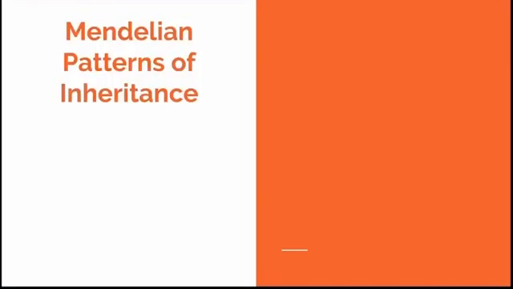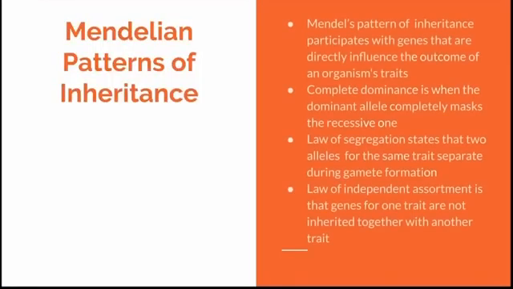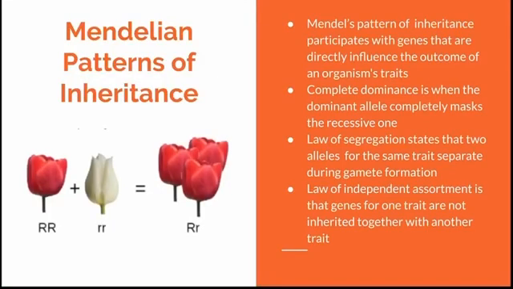Genetics movie. Mendelian patterns of inheritance. The Mendelian pattern of inheritance concerns genes that directly influence the outcome of an organism's traits. Complete dominance is when the dominant allele completely masks the recessive one. The law of segregation states that two alleles for the same trait separate during gamete formation. The law of independent assortment is that the gene for one trait is not inherited together with another trait.